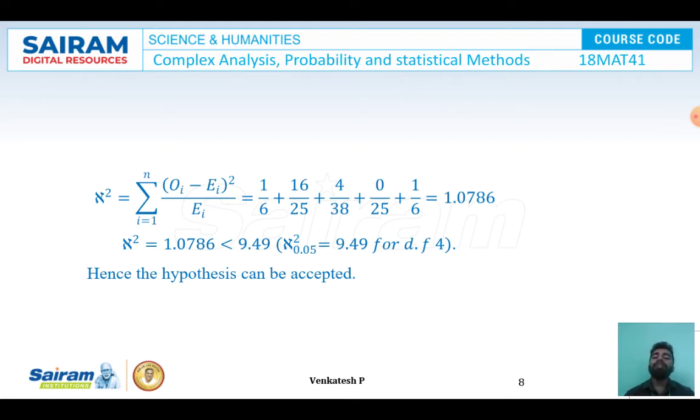So we got chi-square is equal to 1.0786, which is less than 9.49 with respect to 4 degrees of freedom. So since it is less than this value, hence the hypothesis is true, it is accepted.